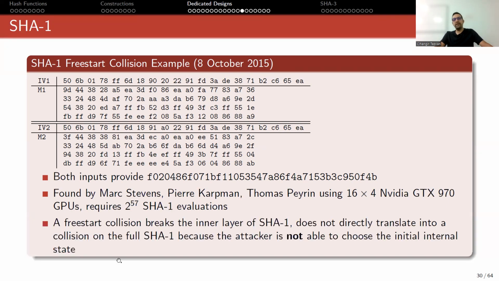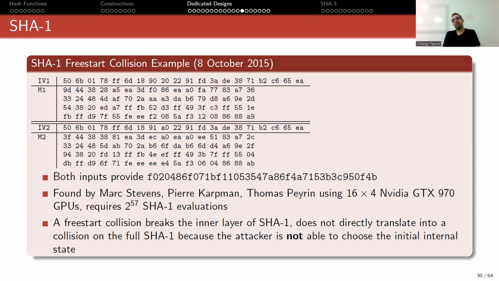A free-start collision breaks the inner layer of SHA-1, but does not directly translate into a collision on the full SHA-1, because the attacker is not able to choose the initial internal state, right? Because you are not allowed to change the IV actually. It is fixed in the standardization document. So here, Marc Stevens is trying to tell that if I can find this, and if I had more GPUs, I could find a full collision to SHA-1. Okay, this was his claim, and he was right.